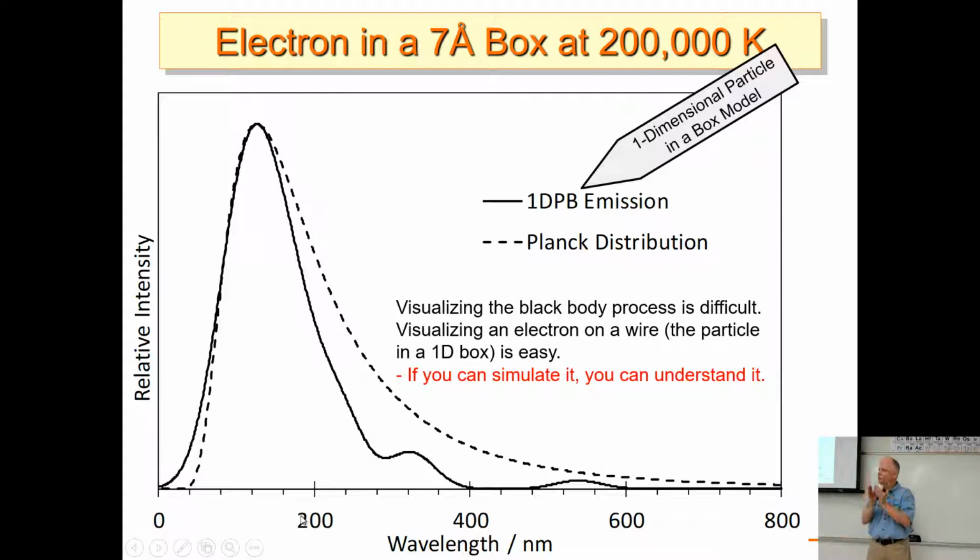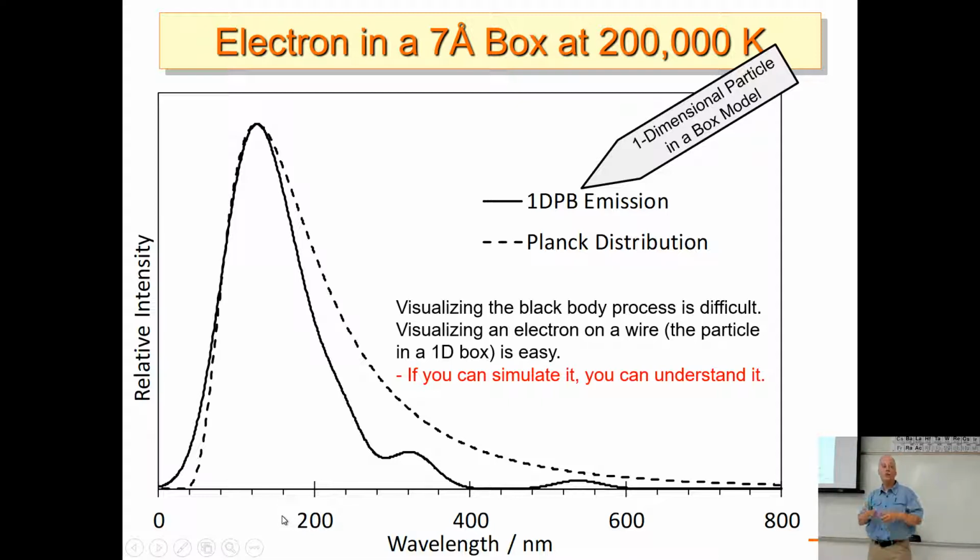A particle is confined to some space, and we have a one-dimensional box, so you can think of it as a line. And so that electron is stuck on a line, 7 angstroms, and it's at a really hot temperature. And we can get it to look just like the blackbody radiator. So now this is an important principle in chemistry and in science in general. If you can simulate it, you can understand it. And so we've simulated the black body using a one-dimensional model.